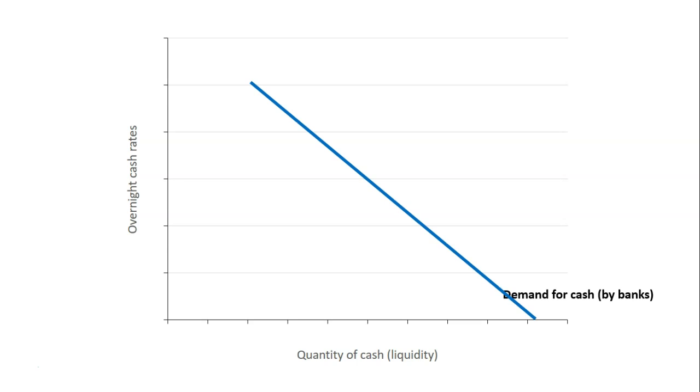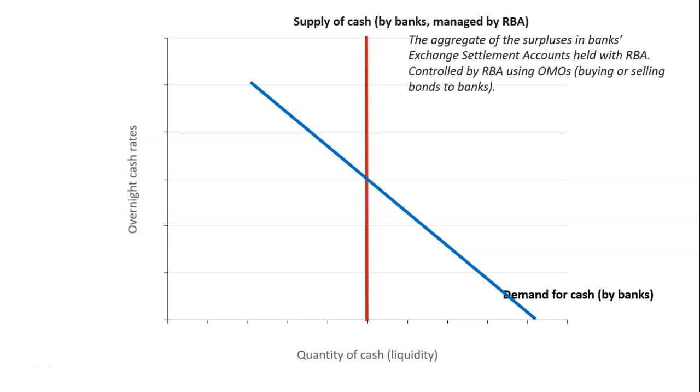This market has, let's say, a demand for cash. Now, this is the demand for cash, sometimes called liquidity, by banks on a daily basis. It's not the demand for money in the economy as a whole. And then there's the supply of cash, and this is also by banks to the market. It's not the supply of money in the economy as a whole. It's the amount of liquidity or cash available in the short-term daily money market.